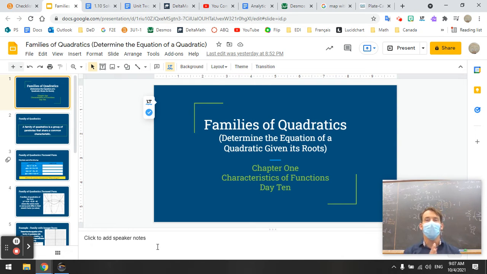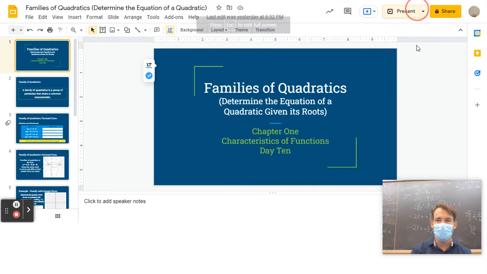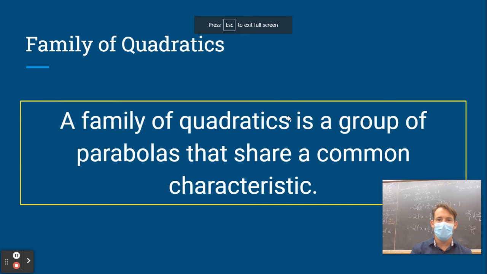But for now, we're going to keep it in the family. We're going to be looking at families of quadratics. What this means is that our quadratics are going to share a common characteristic. It's a group of parabolas, a group of quadratics that all share something in common.